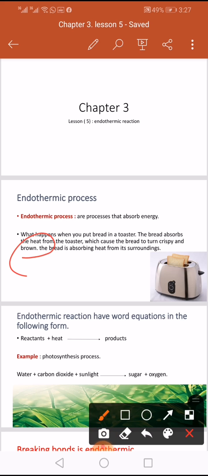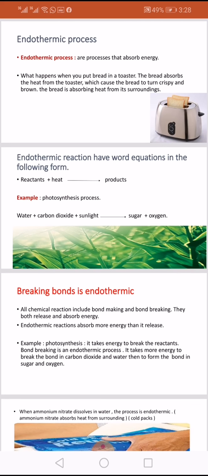An endothermic reaction has a word equation in the following form. Reactant reacts with or absorbs heat and forms the product, like the example of bread or toast. Toast, which is a reactant, absorbs the heat and forms a product, brown bread or crispy bread. This is a product. This reaction is called an endothermic reaction. Another example of endothermic reaction.